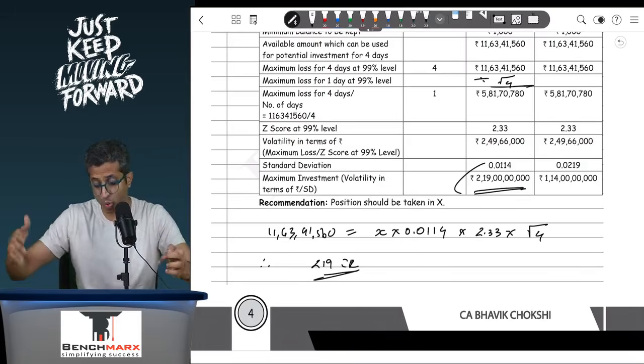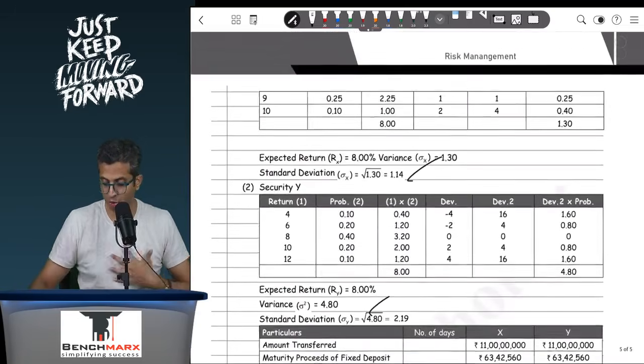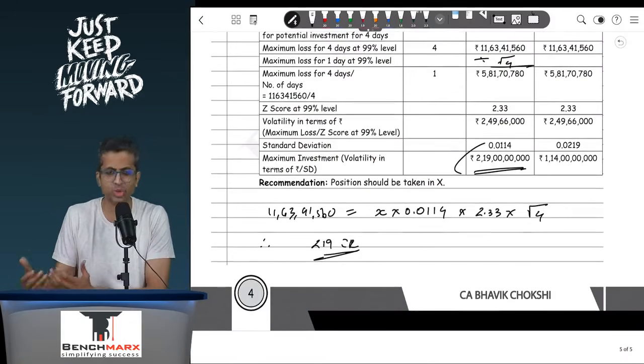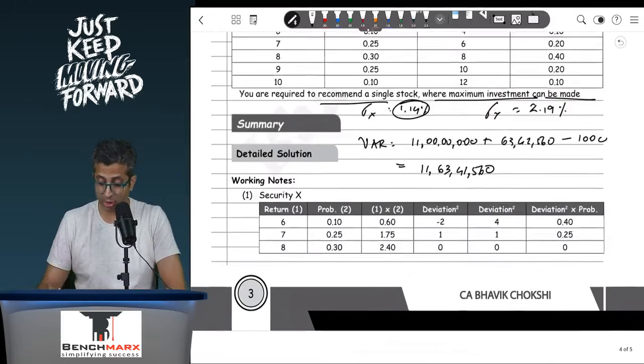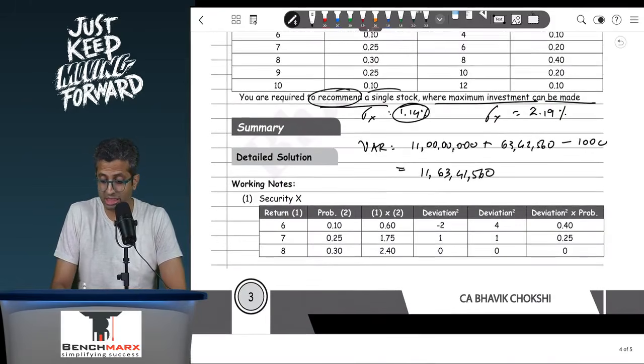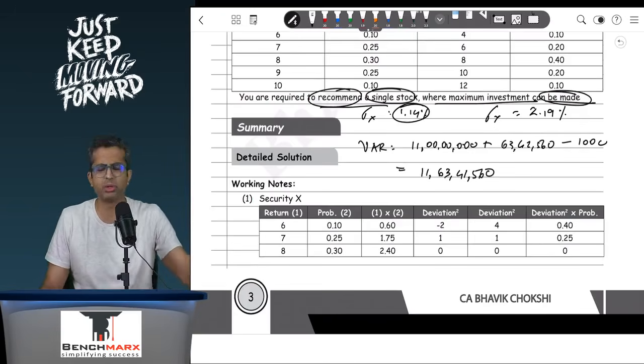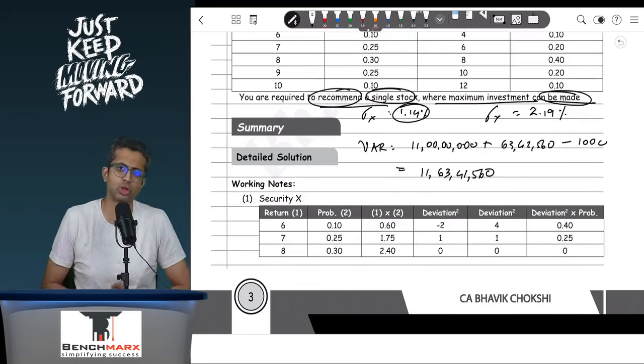11.63 equals Y into 0.0219 into 2.33 into root of 4, and you will get an answer. So what is the question asking you? You are required to recommend a single stock where the maximum investment can be made. So the maximum investment can possibly be made in stock X, and that is the single stock you should take.